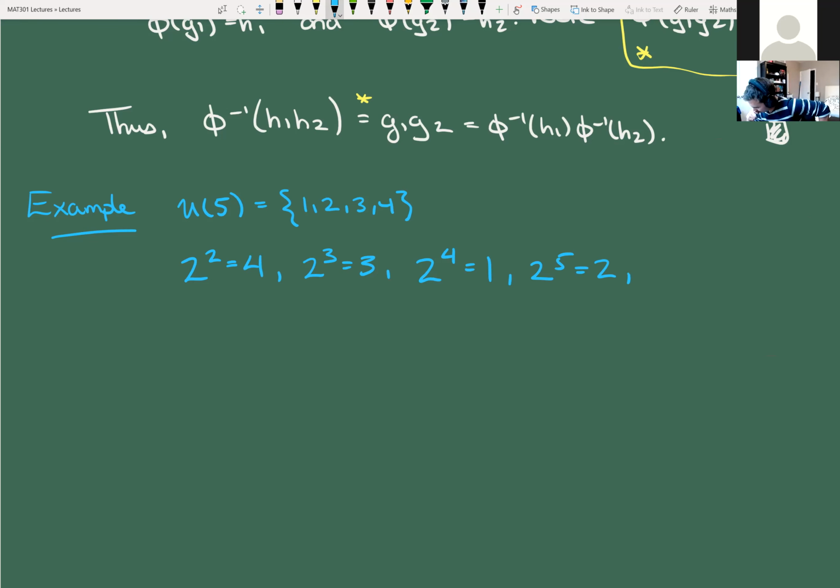Wait, why am I bugged by this? Oh, no, yeah, because I'm back at the identity already, right? 2 to the 1 equals 2, like that. Okay. So the order of 2 is 4. Right? Everyone agrees? 4 was the first power of 2 for which I got back the identity. And in particular, this tells us that U5 is cyclic.